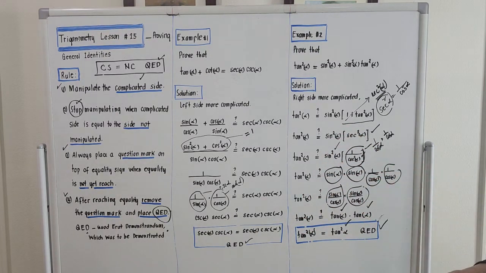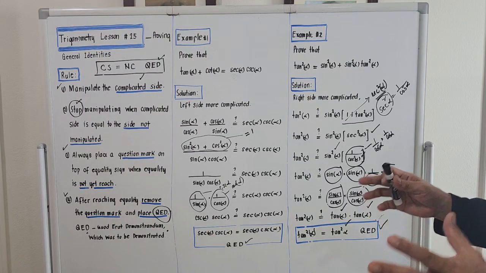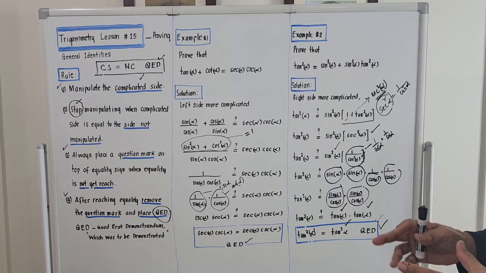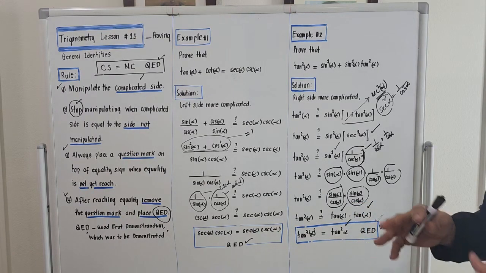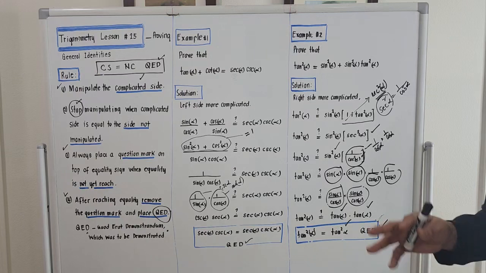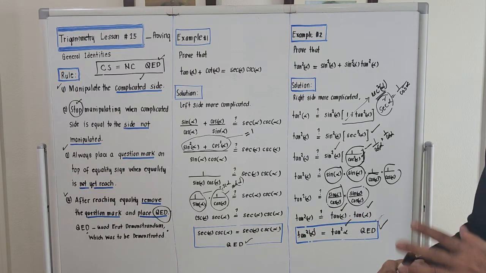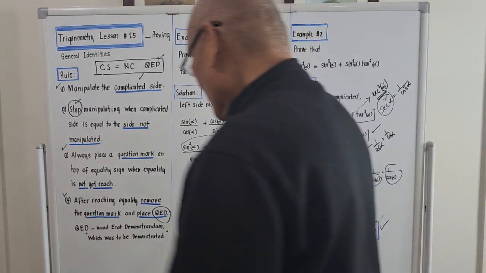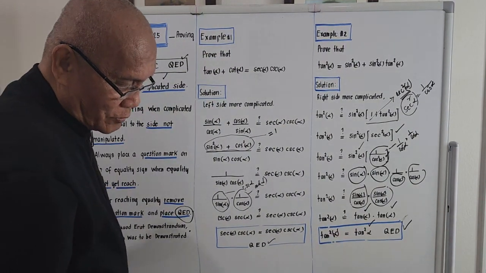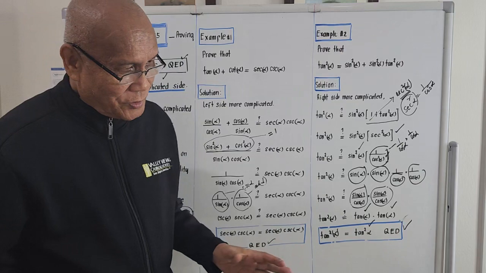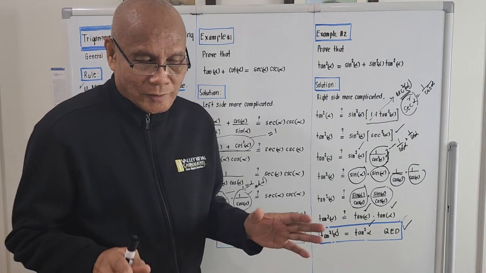Okay, that's the way how to prove general identities. So we will be using our knowledge of the different definitions of trigonometric functions. We do some algebraic manipulations using our knowledge of algebra, and that's it. Okay? Okay, I think this is more than good enough for the demonstration on how to prove general identities.